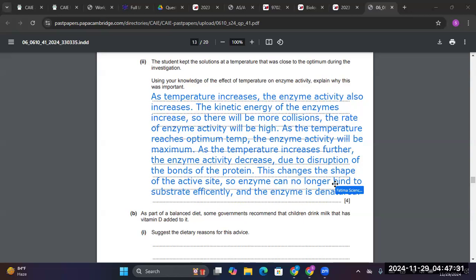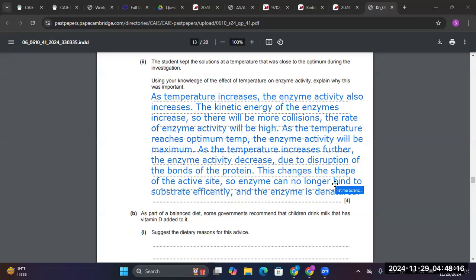the logic is different. Before the optimum temperature, the problem is not the denaturing. The problem is that the kinetic energy of the enzymes is less, so they will not be colliding, so there will be less product or less activity. So the reason for the change in activity before the optimum temperature and after the optimum temperature is different. For pH, you can say denaturation before and after the optimum pH. But in temperature, before and after, your answer will be different.